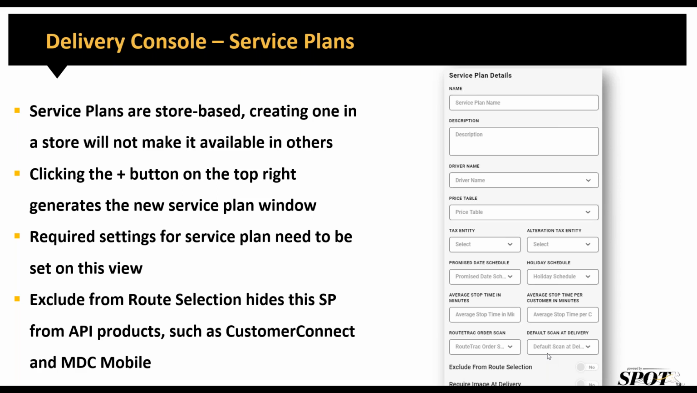And then the last 2 are exclude from route selection and require image at delivery. Exclude from route selection will hide this service plan from selection in any API environment. And what that means is that if you have Customer Connect, if you have the mobile app, and you have your geolocation settings turned on, meaning that a customer can log in into the services and enable delivery and have themselves be added to a service plan based on their address location and the zones you have created, then this particular service plan here, if you turn on exclude from route selection, will not participate in that logic. Basically, you're hiding this service plan from use from any customer that signs up online.